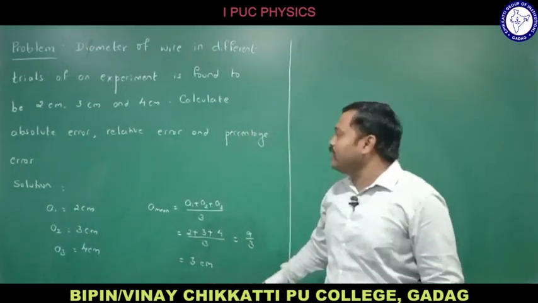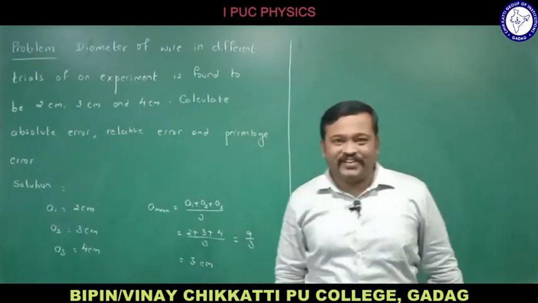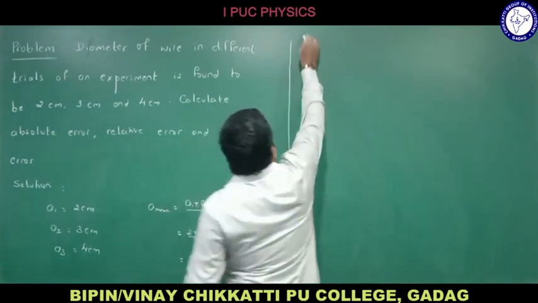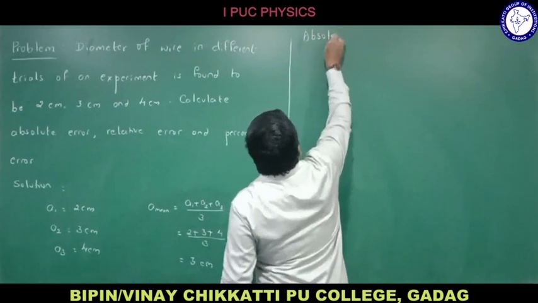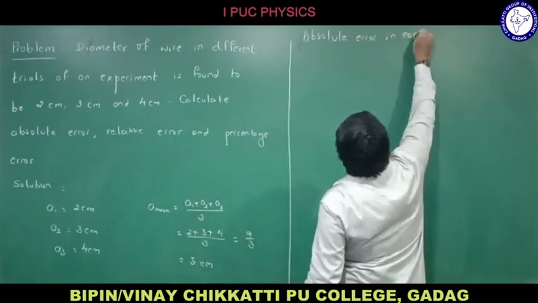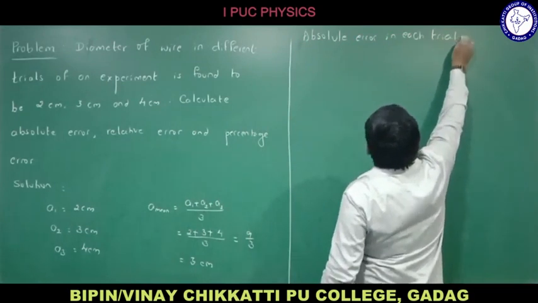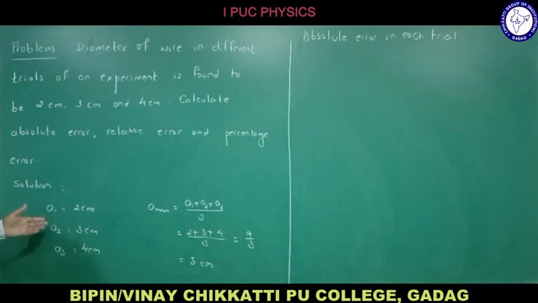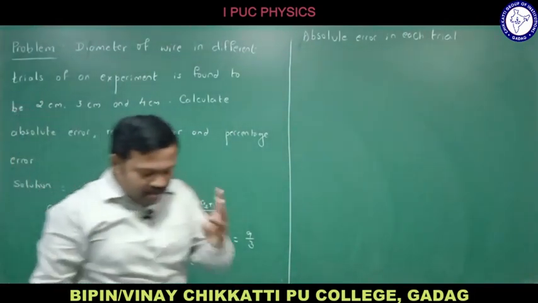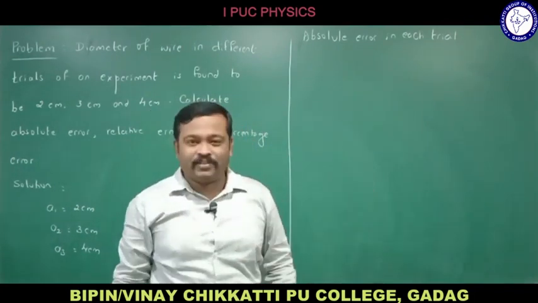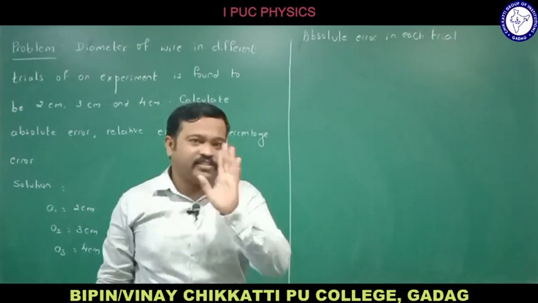Now after calculating A mean, let me go with the errors. First of all I need to calculate absolute error. Absolute error in each trial. Absolute error will be based upon how many trials you take. If you take 3 trials, absolute errors will be 3. That is why I told you absolute error in each trial. First, calculate the absolute error in the first trial.